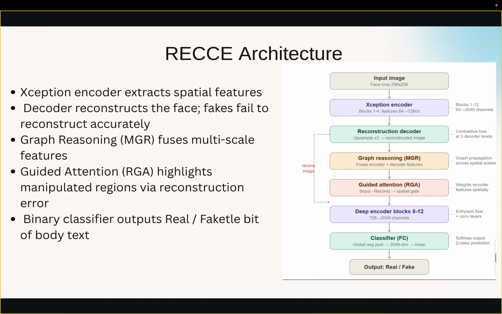The RISI architecture looks as follows. It uses the reconstruction paradigm. It learns what a real face looks like, then flags the images it fails to reconstruct cleanly. The pipeline is an encoder, a reconstruction decoder, graph reasoning to fuse multi-scale features, and a guided attention using reconstruction error to highlight the manipulated regions.